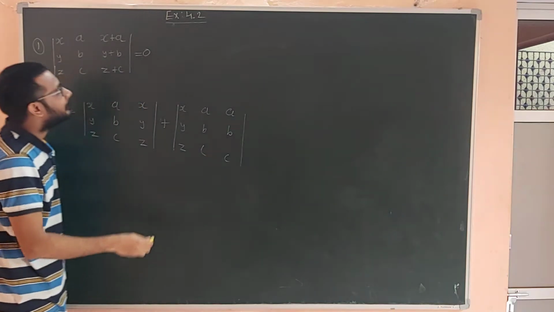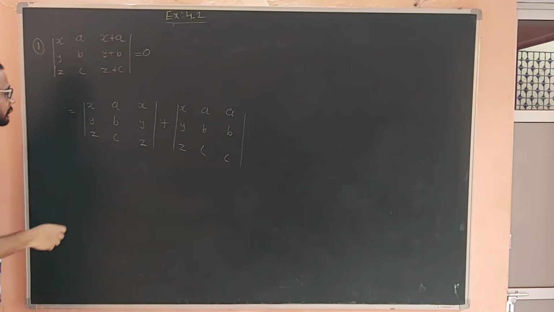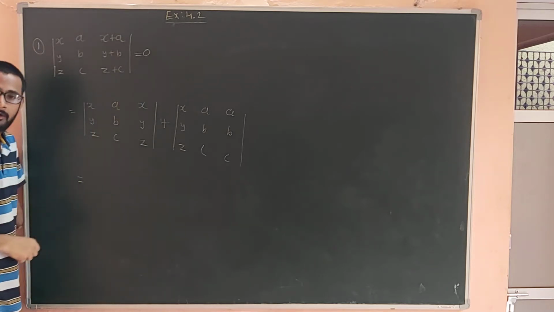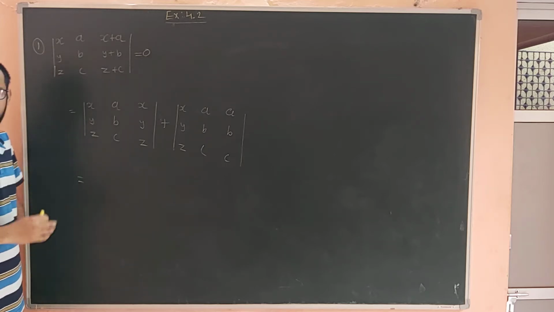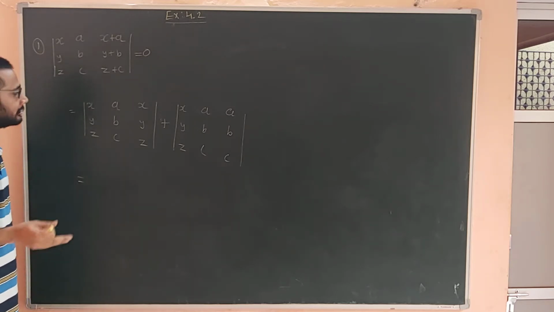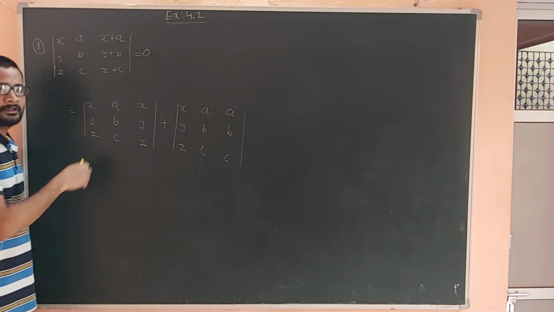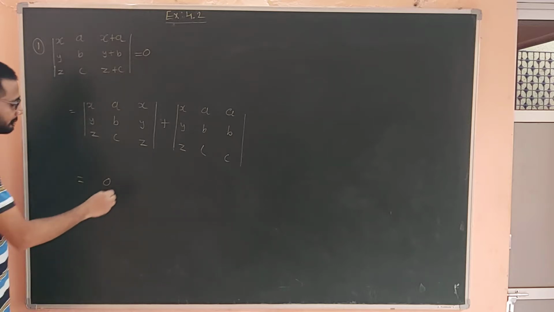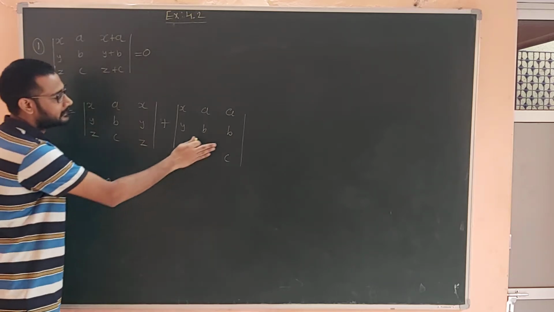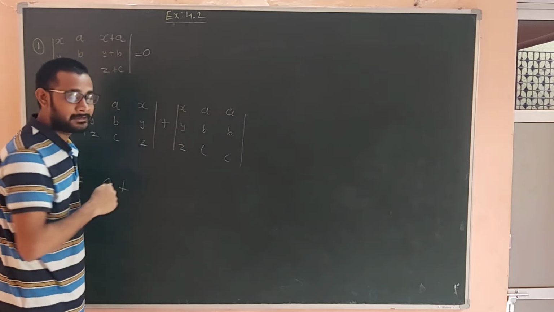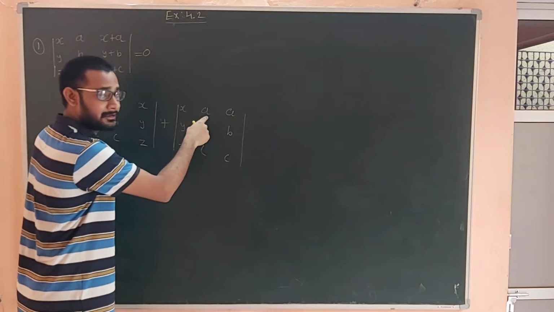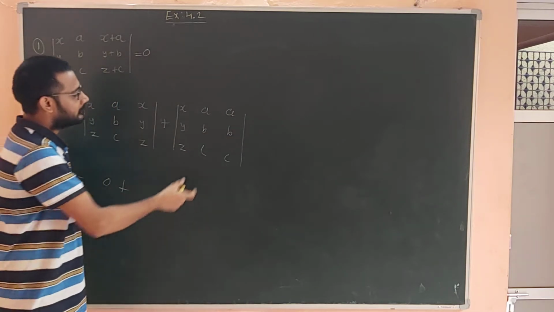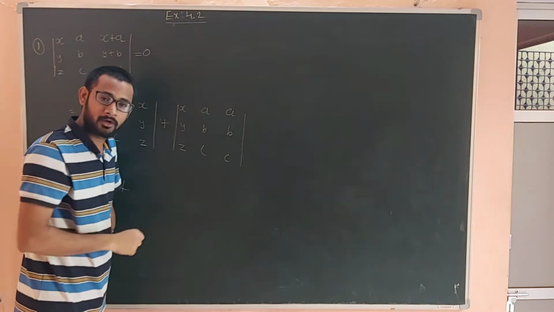Actually, we have to show that the value of the whole determinant is 0. Now look here. The first column is x, y, z and the third column is also x, y, z. We know that if two columns or two rows are equal in a determinant, then the value of the determinant is 0. So the value of this determinant is 0. Then plus the second determinant. Here the first column is x, y, z, the second column is a, b, c, and the third column is also a, b, c.